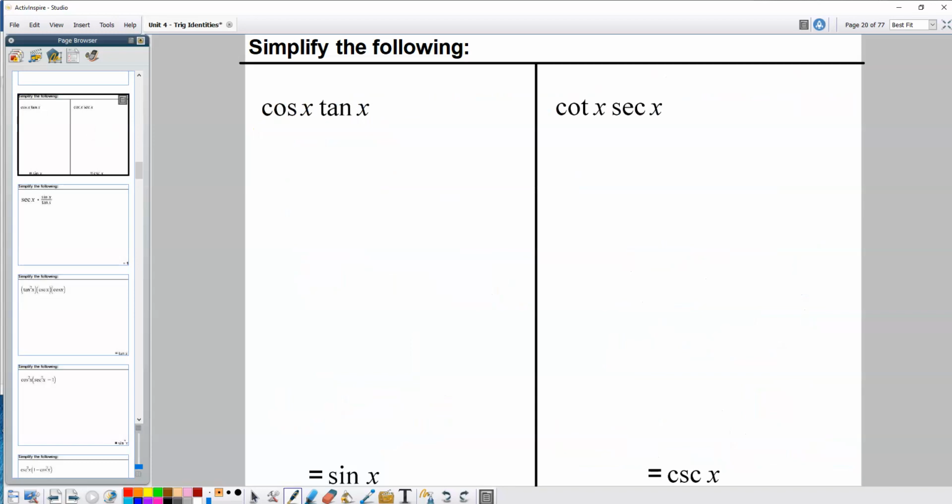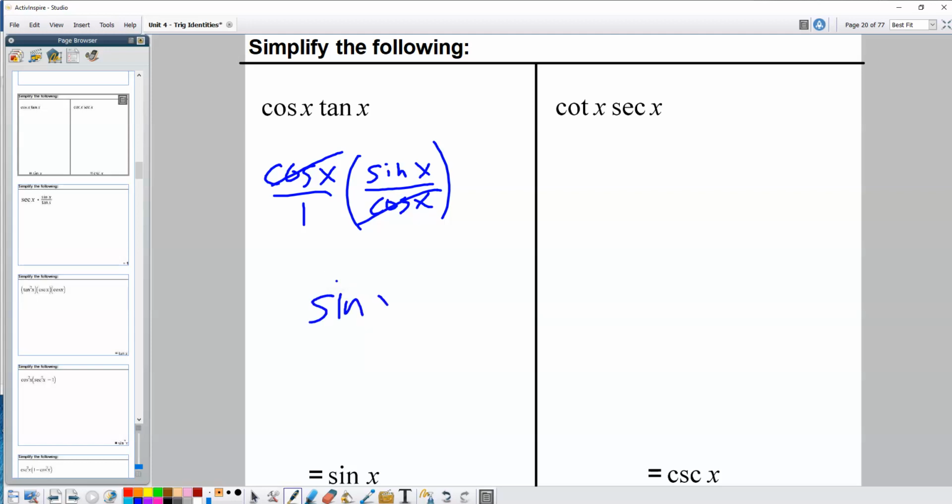First one. I give you the answer down at the bottom to make sure that you simplified it to the correct thing. So I've got cosine of x times tangent of x. I know that I can rewrite tangent of x as sine over cosine. And at this point, I can multiply these. I notice that I have a cosine on top and a cosine on the bottom, so I can zap those two things, and I'm left with just sine of x, which is my answer down there at the bottom.